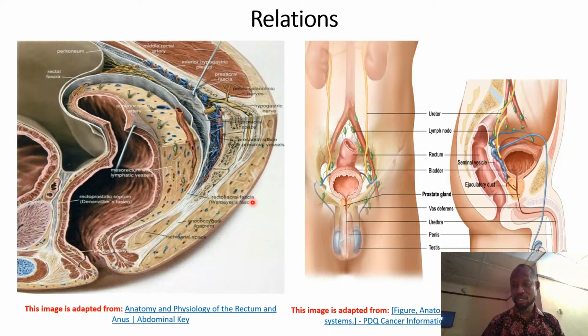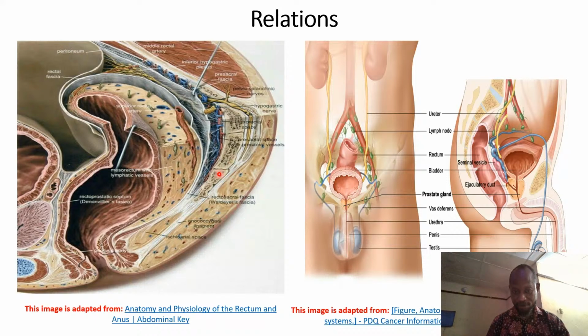If we remember our lecture on the rectum, we actually talked about the peritoneum and the different pouches that were formed. We said that the peritoneum ends almost at the level of the second part of the rectum, close to the ampulla, almost at the level of the second flexure that's seen in the rectum.